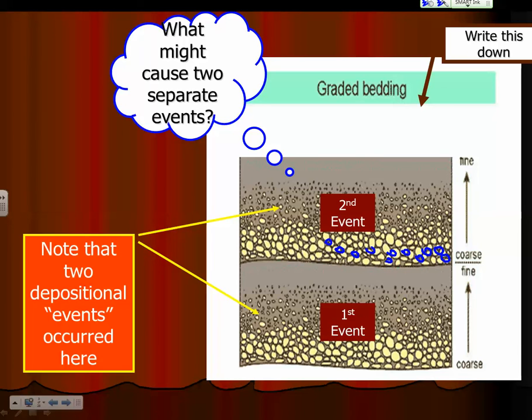And then, as the water speed slows even more, medium particles settle. And then over time, even smaller particles. And eventually you get up to the top layer here, and the smallest of all the particles settle.